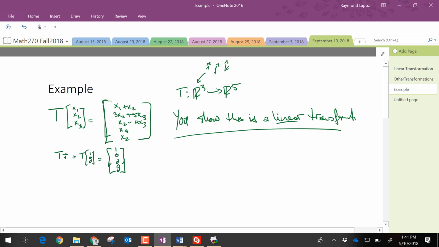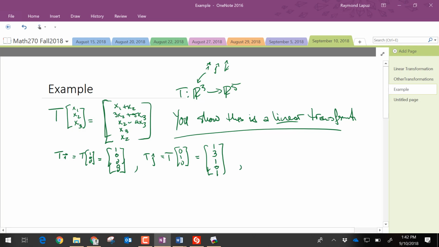The next is j. Oh, that's not a j, that's a comma. All right, so T of 0, 1, 0. So x2 is 1 and everything else is 0. So I will get a 1 for the first one. X2 is 1, so I'm going to get 3 for the next one. X2 is 1, that's 1, 0, and 1. So wherever I see an x2, I'll replace it with a 1, and wherever I see an x3, I'll replace it with a 0. And there's only one x1.